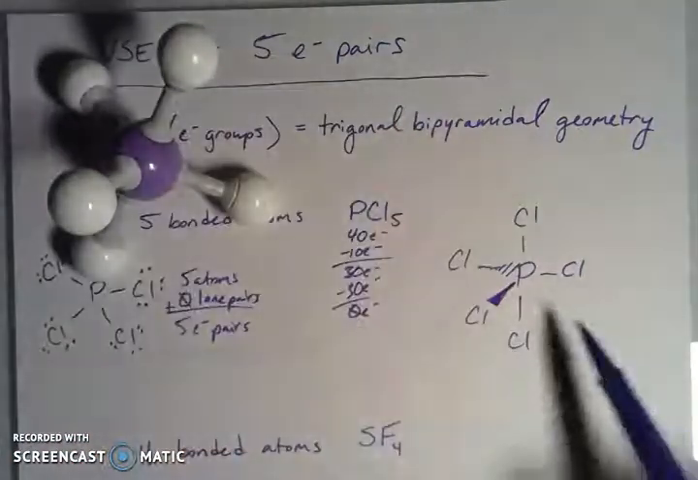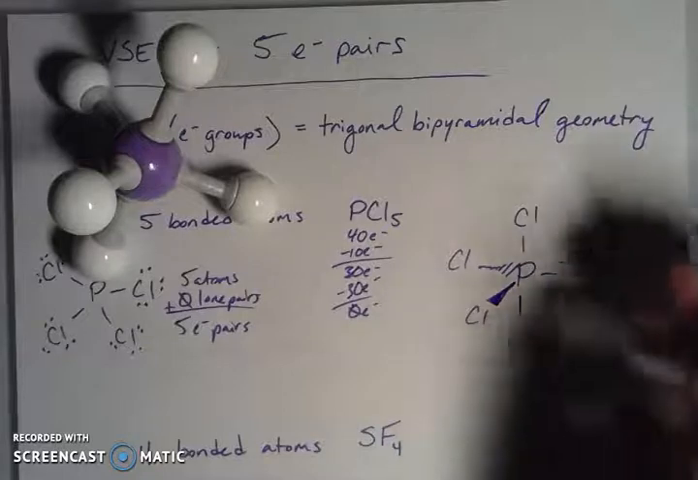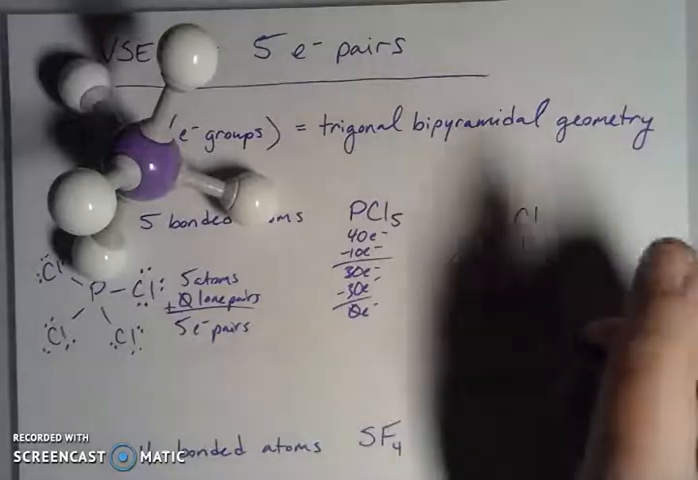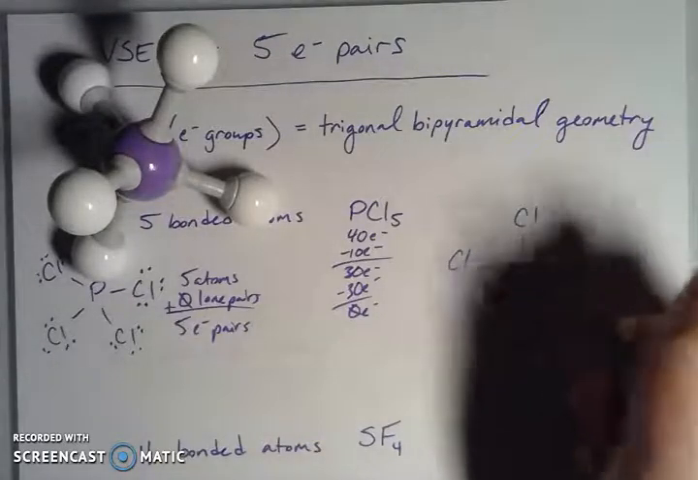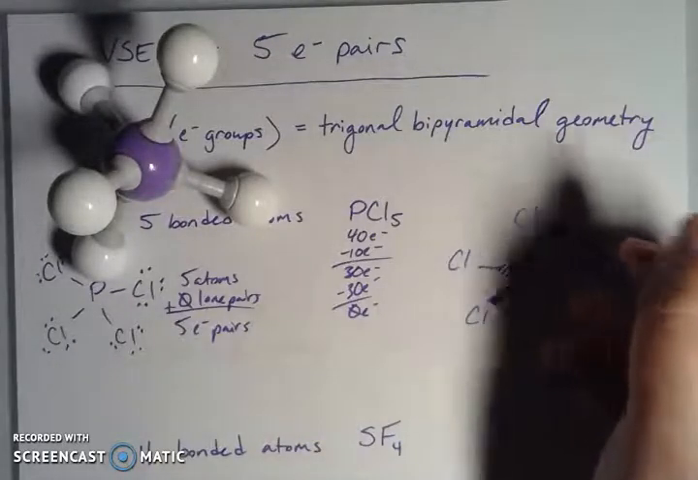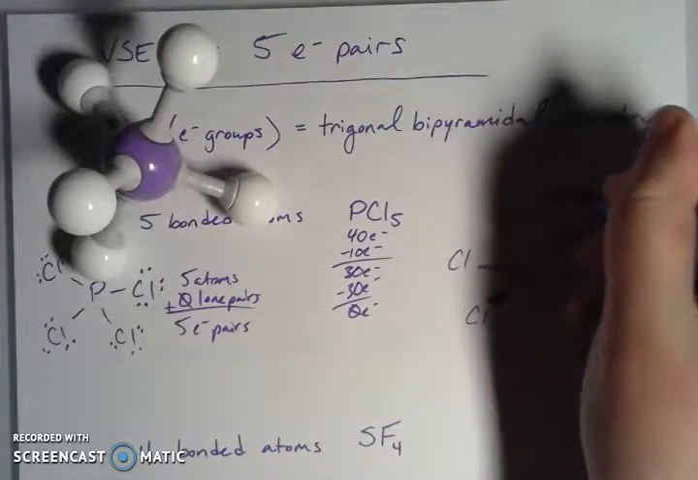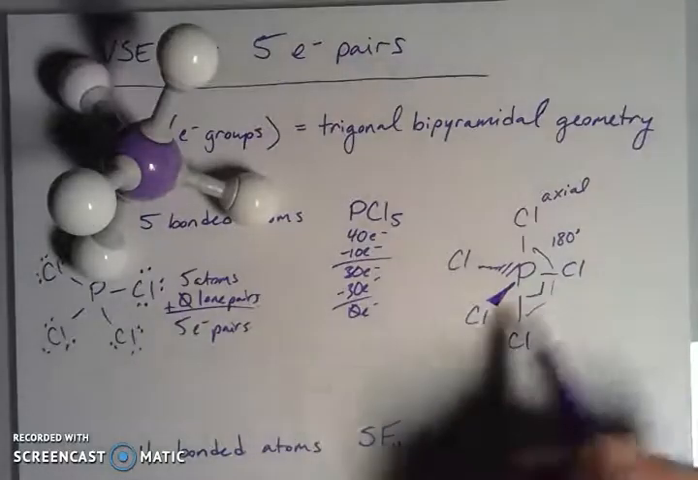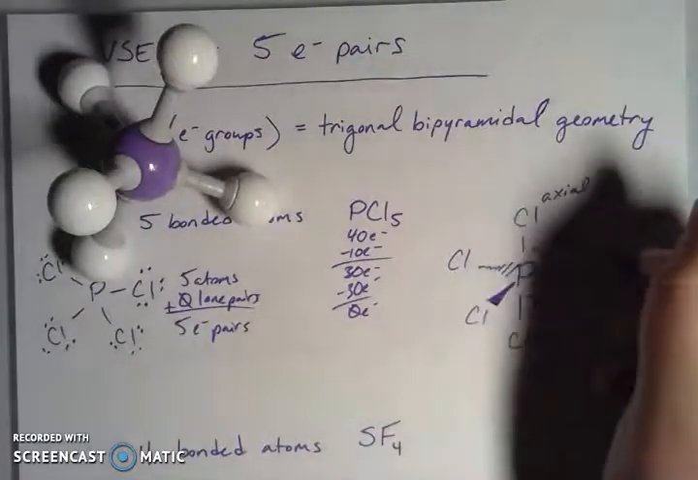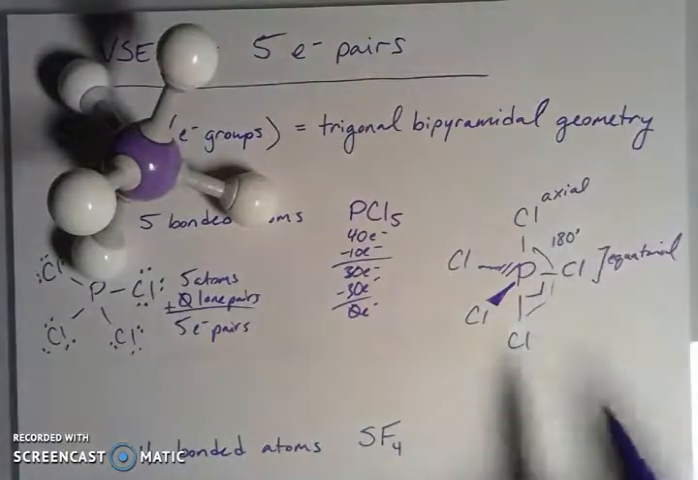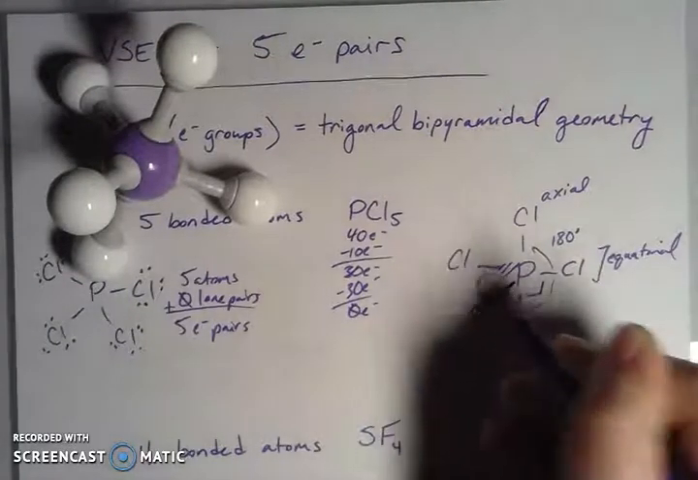So I'll stick that off to the side. And if I'm thinking about angles, which I always am because this is geometry here, then we know that these are right angles. So this is a 90-degree angle, which means the angle here is 180. And again, these are called the axial positions. And then the chlorines in my equatorial positions, like equator, are all in this trigonal plane.